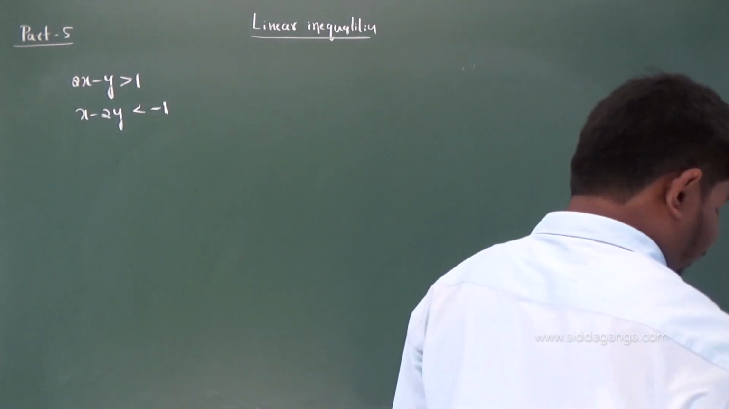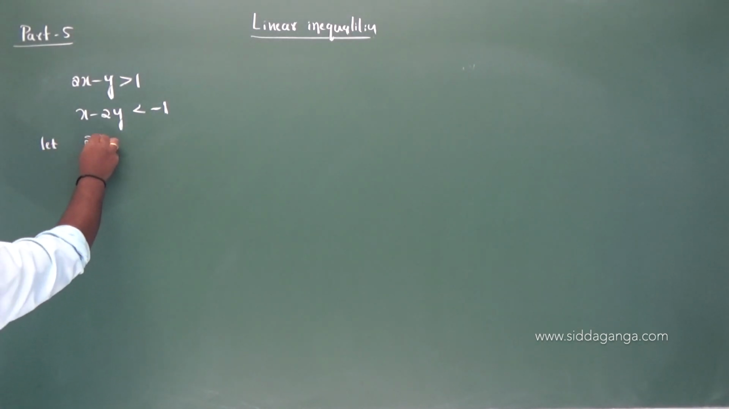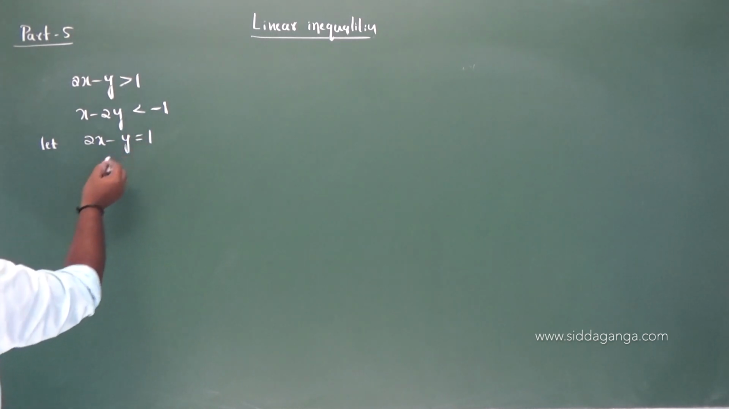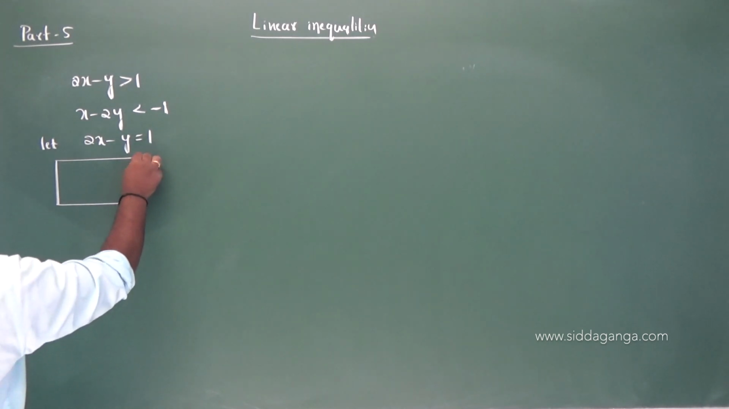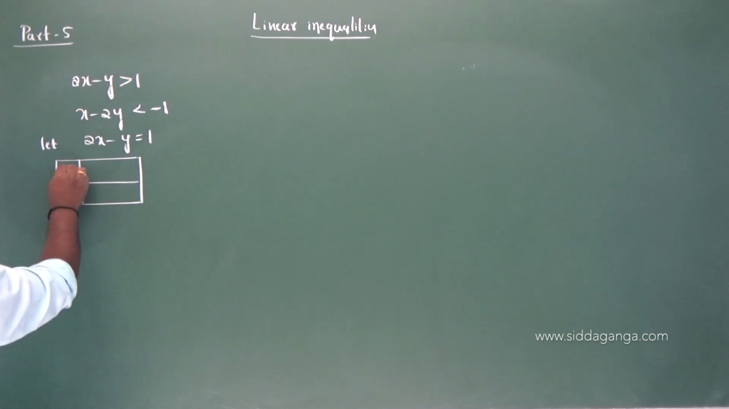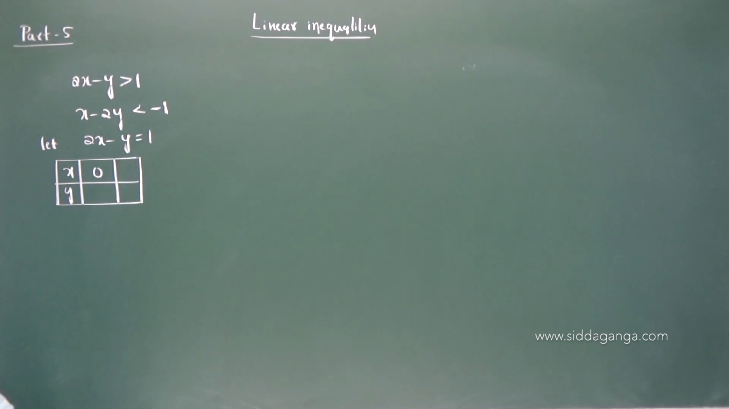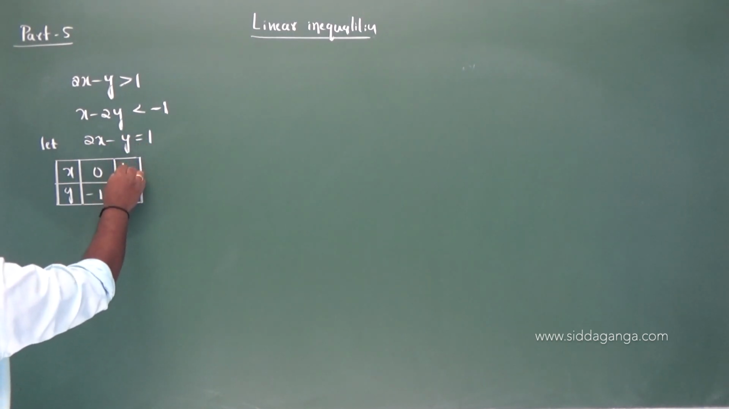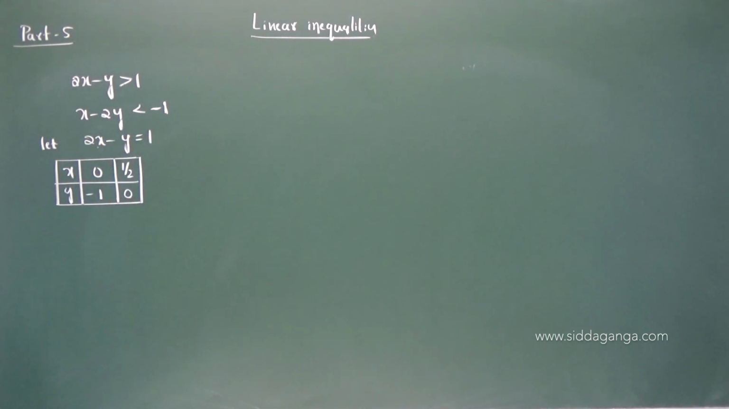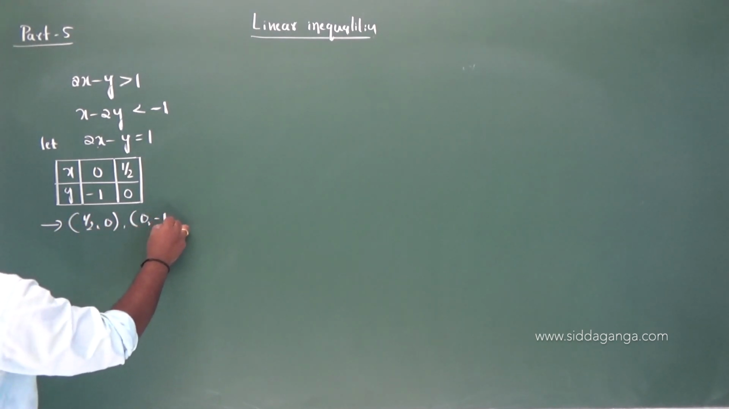Same as before. First thing is what? Consider the line 2x minus y equal to 1. It passes through what points? When x is 0, y becomes minus 1. When y is 0, x becomes what? 2x is equal to 1, so x becomes 1 by 2. So this line passes through 1 by 2 comma 0 and 0 comma minus 1.